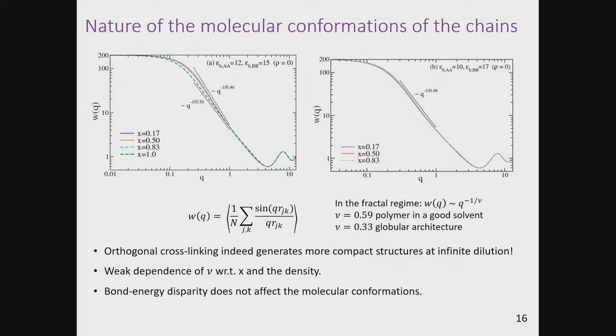So these are the conclusions coming from this part, where we see that orthogonal cross-linking indeed leads to more compact structures. We are always talking about the rho tending to zero limit here, and so we don't see any dependence of the structural conformations on the composition as well as the bond energy disparity.